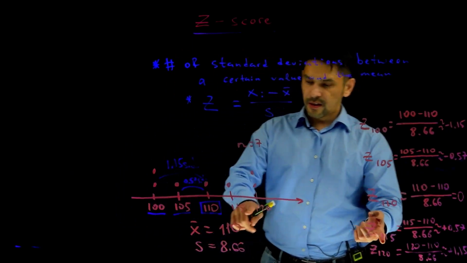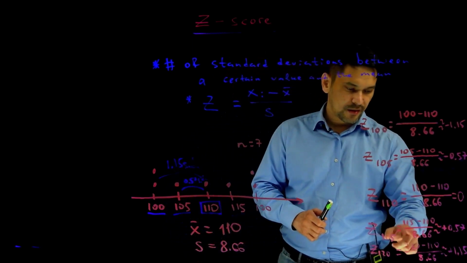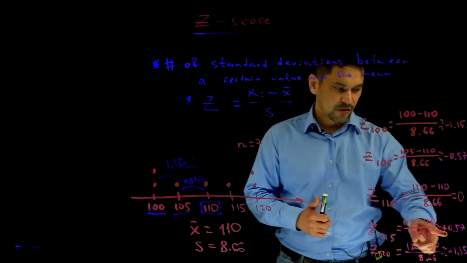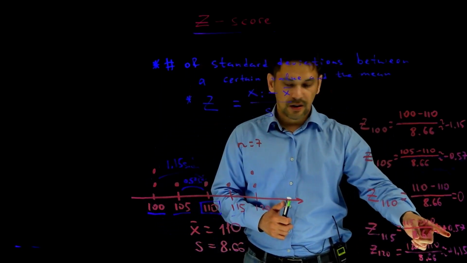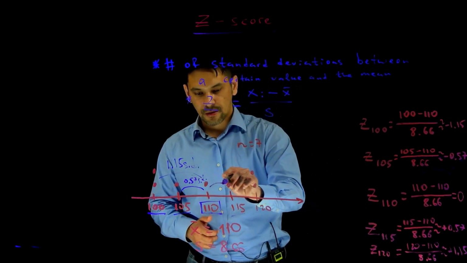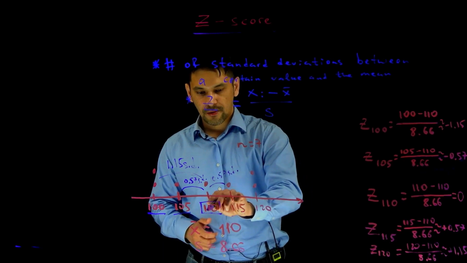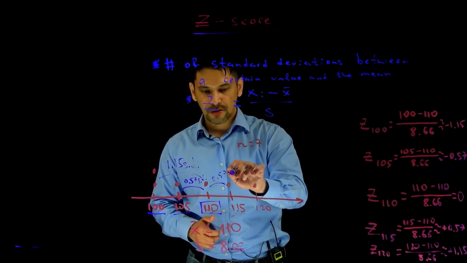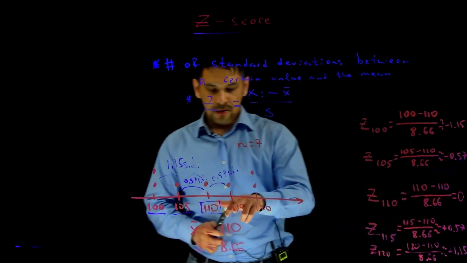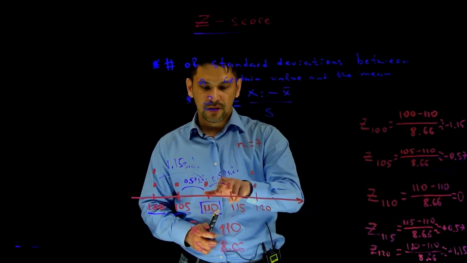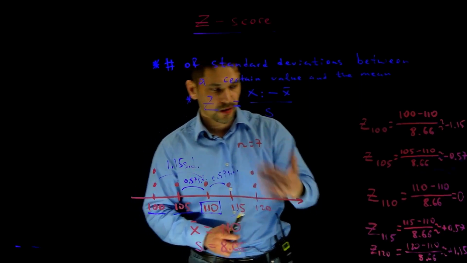Now the z-score for the next value, 115, is 115 minus 110 divided by 8.66, which is plus 0.57. That means 115 is 0.57 standard deviations greater than the average. So the distance between this value and the average is equal to 0.57 standard deviations. Again, this value has a positive z-score. It's to the right from the average. That's why this value has a positive z-score.